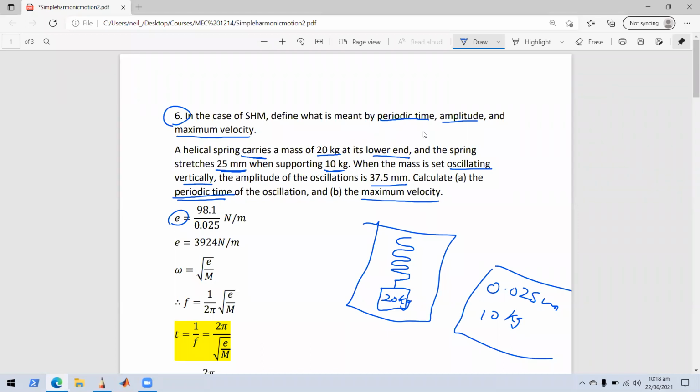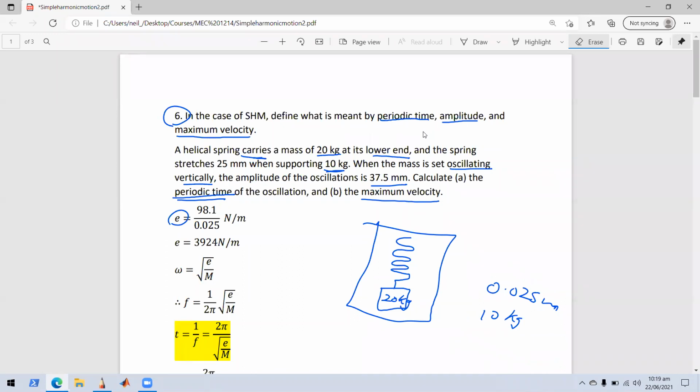Alternatively, they could have just told us, okay, this is a spring, it's holding 20 kg, E is equal to some value, 7.86 or something like that. They could have given that value. But instead, they told us when the spring is supporting 10 kg, it moves 25 millimeters. So that will help us find E.